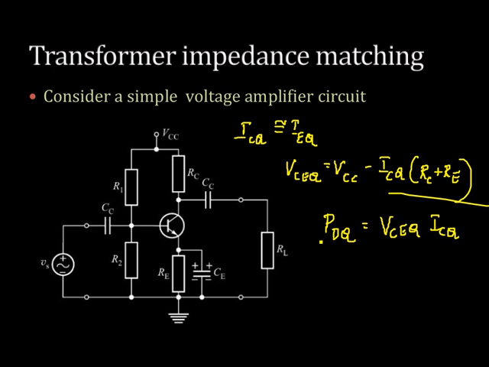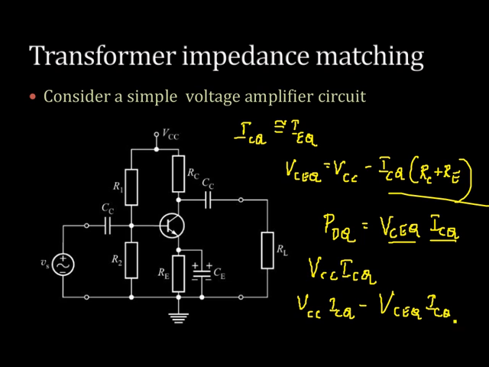So the total DC power which is drawn from the DC source VCC is VCC into ICQ. Out of this, only VCEQ into ICQ is the effective DC input power to the amplifier, because some power is dissipated somewhere else. We'll see that. What is the difference of that power? See, VCC ICQ minus VCEQ ICQ.